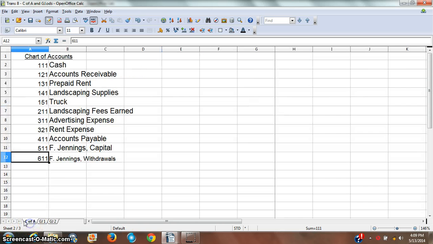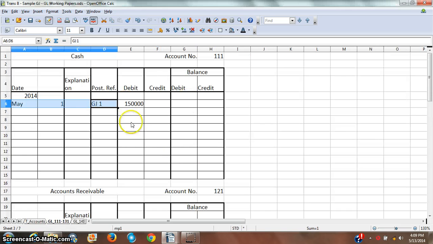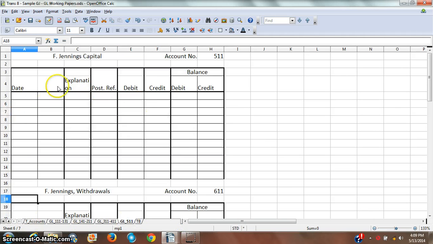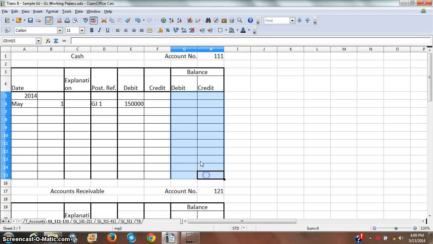So now I need to post my capital account here. It's account 511. I go here and come over here and look at my general ledger. Here's account 511. There it is. And so I'll put the day there, May 1, no explanation still, General Journal 1, credit of $150,000. The other thing that's important about the general ledger is that it's got this balance column here. If this is a debit account, I'm only ever going to use this debit column. If it's a credit account, I'll use the credit column.